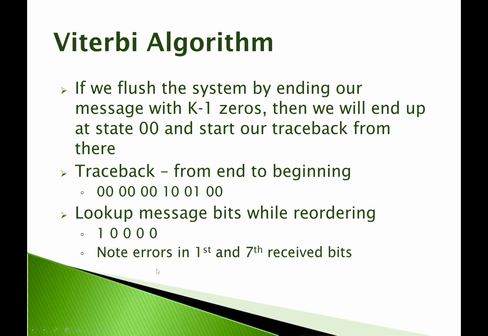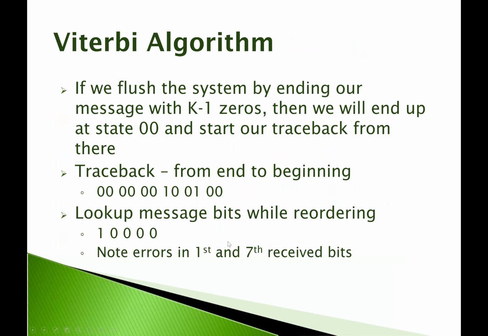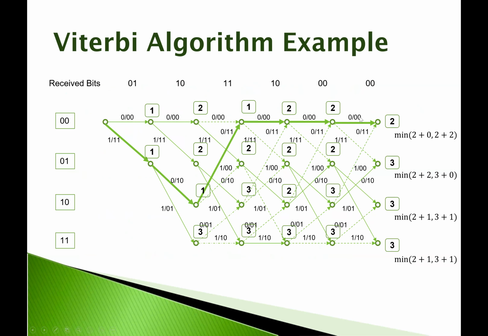So now we can look, and we can note that there are errors in the first and seventh receive bits, right? So this first bit, we see an error here. That first bit, this one was 1 0 1 0. This one's 1 1 and 1 1. This one's 0 0, but we received 1 0, right? So that's an error there, and that's an error there. So we were able to correct both of those, right, by looking at not just a snapshot in time, but the way that the system could legally transition from state to state.